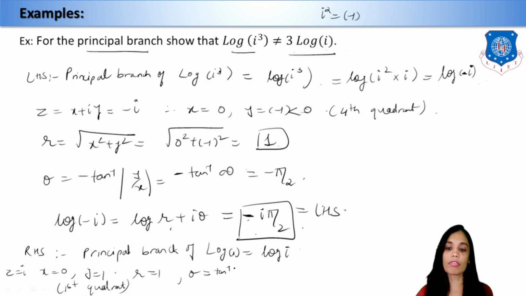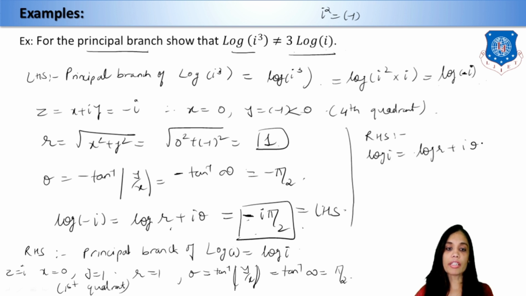So theta will be tan inverse what? y by x. Okay. Now put the values of y and x, so it will be tan inverse infinity, so the answer will be what? Pi by 2. So the answer of RHS, that is the answer of small log i, will be equal to log r plus i theta. But our value of r is 1, so log 1 will be 0, theta is what? Pi by 2. So the answer is what? i pi by 2.